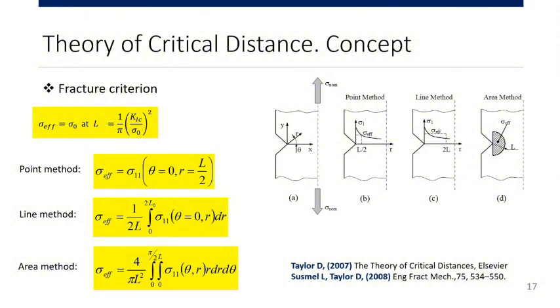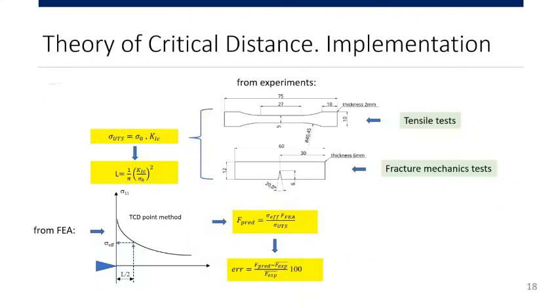This theory of critical distance has different variants. We have the point method, where the evaluation is done at half of the critical distance. Here we can assess the effective stress and compare it with the inherent stress, or we can integrate it on a line or on a specific area. To implement this method, as I mentioned, we need tensile test results because we need the ultimate tensile stress.